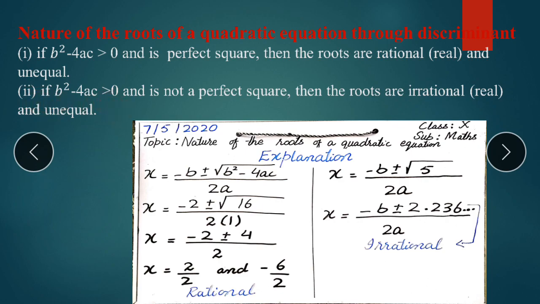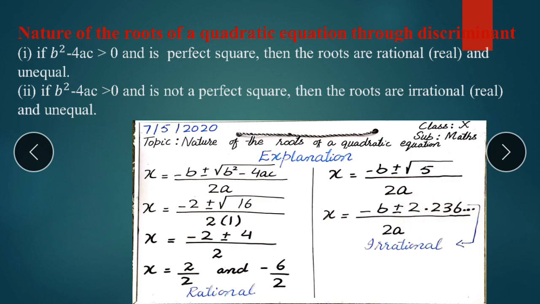Whereas if we go towards statement 2, if b square minus 4ac is greater than 0 and is not a perfect square, is 5 greater than 0? Of course. And is it a perfect square? No, it is not a perfect square. So let's see what the roots will be. When I take the square root of 5, I will have a non-terminating, non-recurring number.